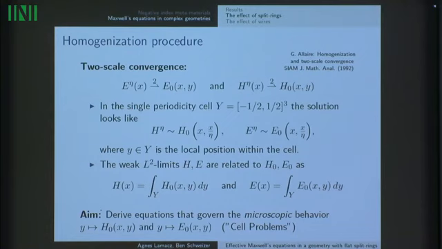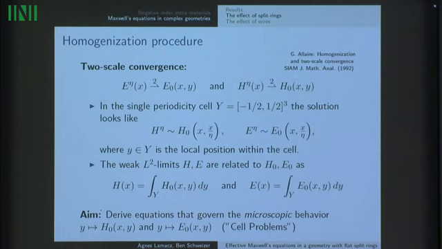So in particular, our electric field and magnetic field have two-scale limits, E0, H0, which depend on a macroscopic variable x, and this is the special feature, also on the microscopic variable y, which denotes somehow the position within a single periodicity cell. So in particular, the dependence of E0 and H0 on y characterizes the local oscillatory behavior of our fields. And as a consequence, the classical weak-L2 limit is related to this two-scale limit by simply averaging over this local variable y, by averaging out the micro-oscillations.